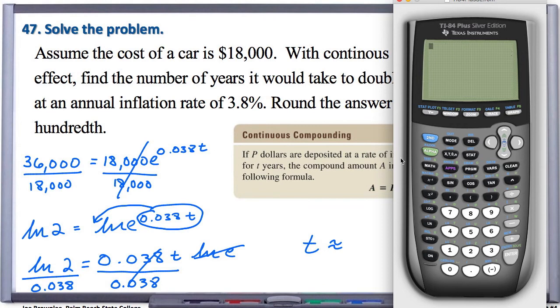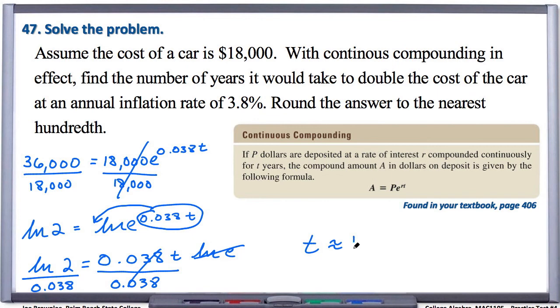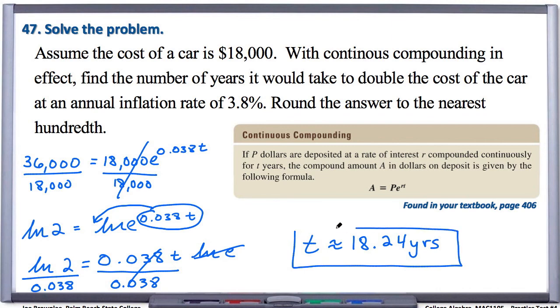So we'll clear that calculator, and we're saying the natural log of 2 divided by 0.038 gives us 18 point, and we're rounding to the nearest hundredth, so 18.24 years. All right, again, all this is telling us is that if today a car costs $18,000, assuming an annual inflation rate of 3.8%, it will take 18.24 years for that car to cost $36,000.